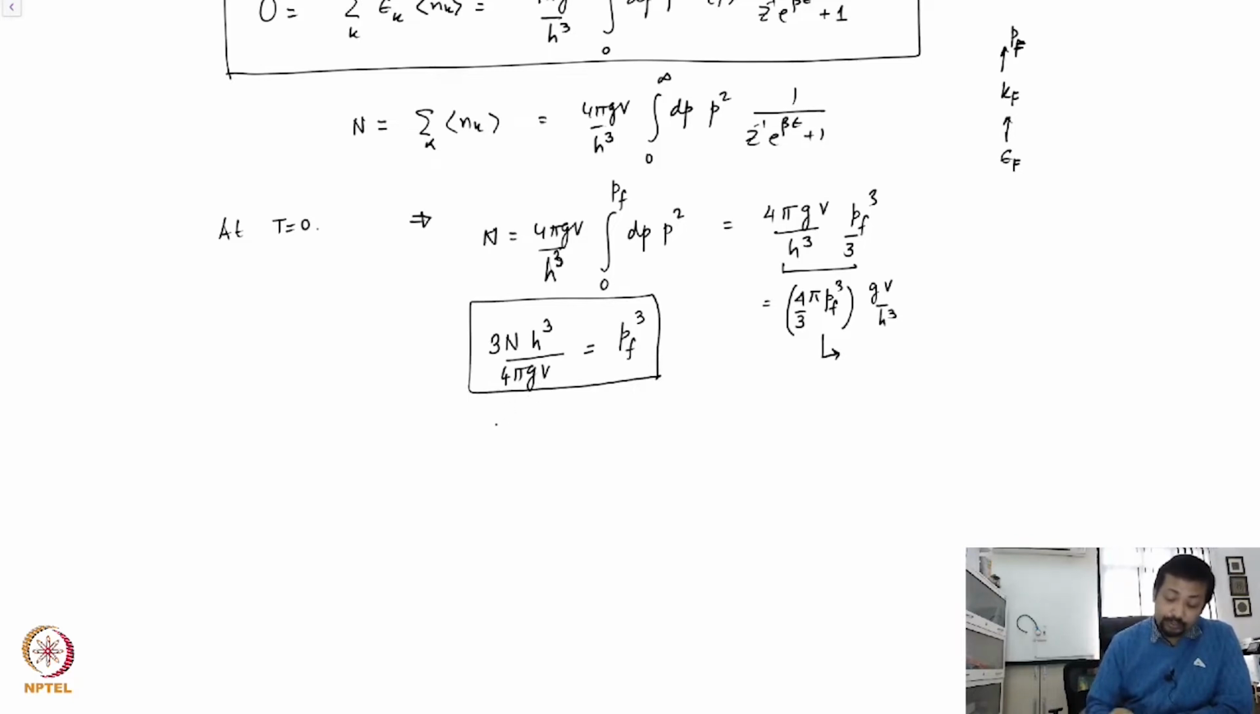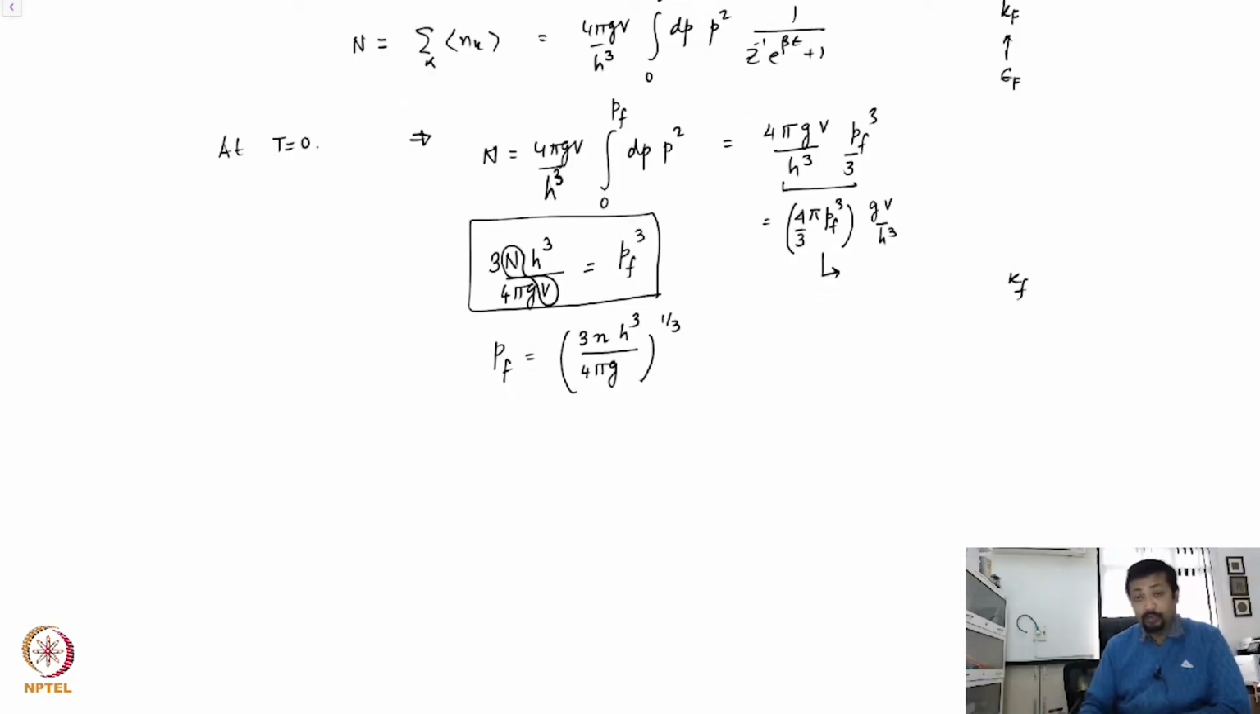So that pf is going to be, n by v I can combine into a small n. So this n and this v I can combine into a small n. I'll be having pf equal to 3nh cube divided by 4 pi g raised to the power 1/3. This result is identical to the value of kf which we got when we worked out the degenerate Fermi gas.